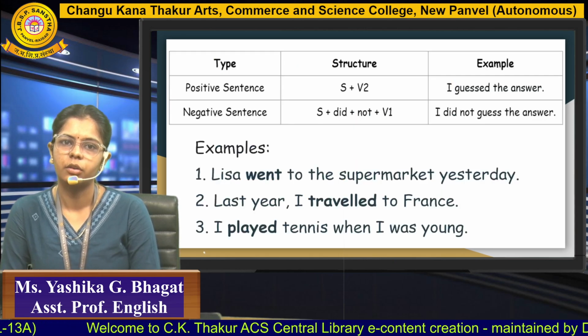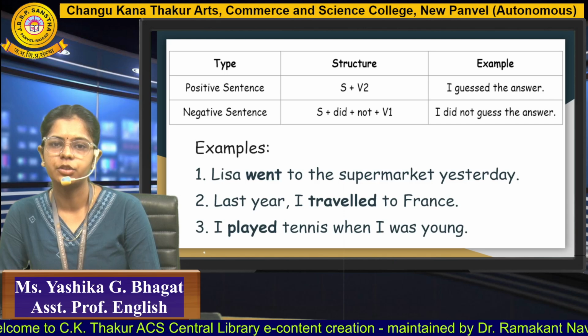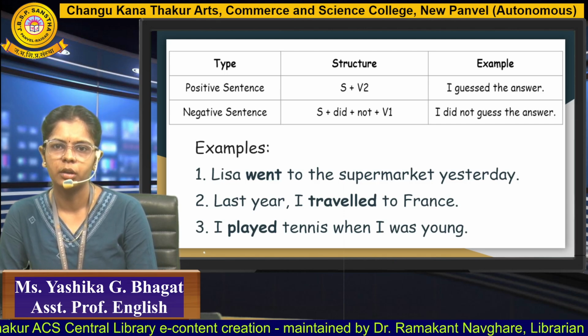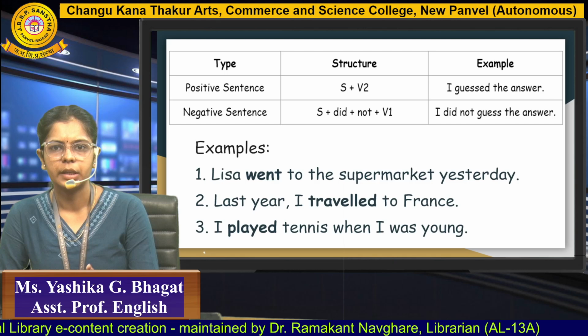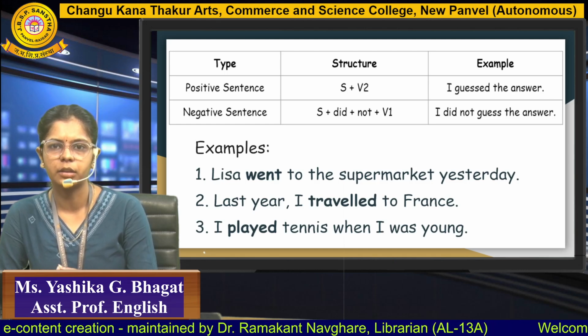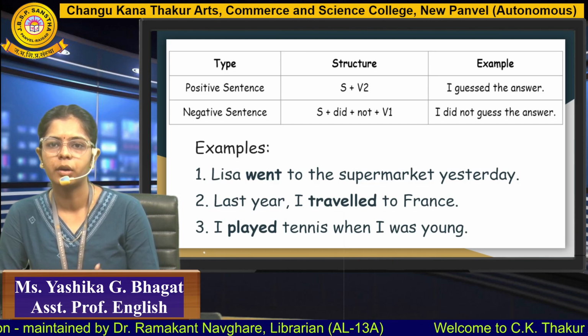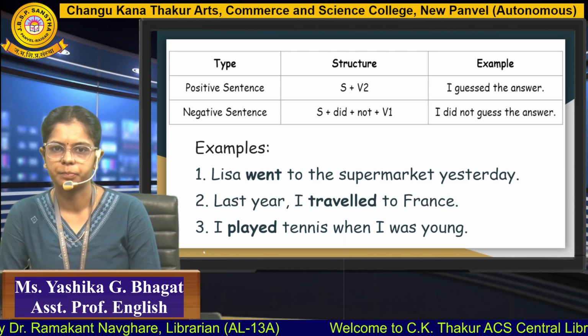Looking at the structure of a sentence in the simple past tense, it should be subject plus verb in its second form, that is the V2. Let us have a look at the example. I guessed the answer. Subject here is I and the verb which I have used is guessed, which is in the second form. So I guessed the answer is in the simple past tense.